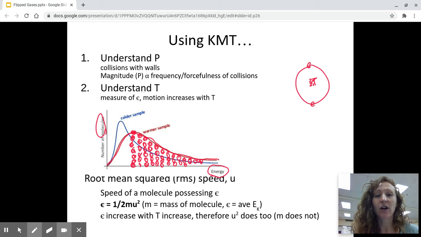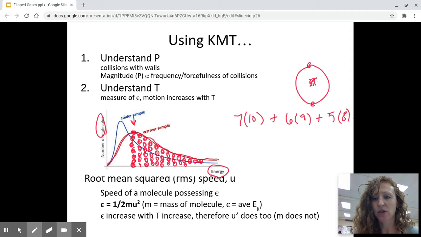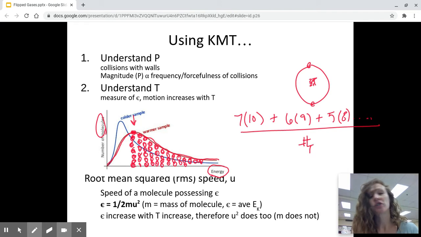But if we add all their speeds up, let's say right along this peak in the curve, how many do we have? 1, 2, 3, 4, 5, 6, 7. So there's 7 molecules that have an energy of, let's say, 10. Then there's 6 molecules that have an energy of 9, and then there's 5 molecules that have an energy of 8, and so on and so forth. And if we add all these up and we divide it by the total number of molecules that we have, we would get an average speed, an average amount of energy that each of these molecules contain.